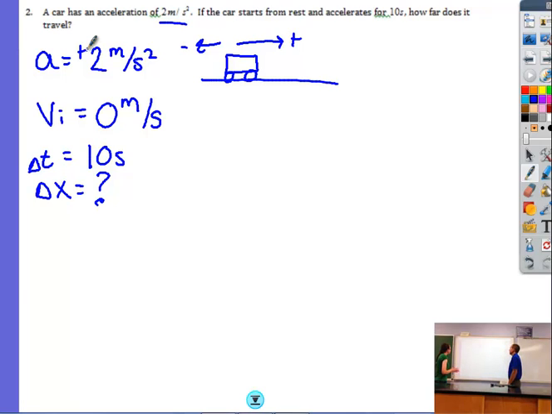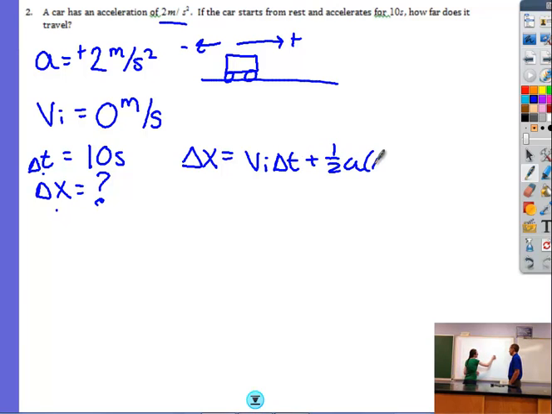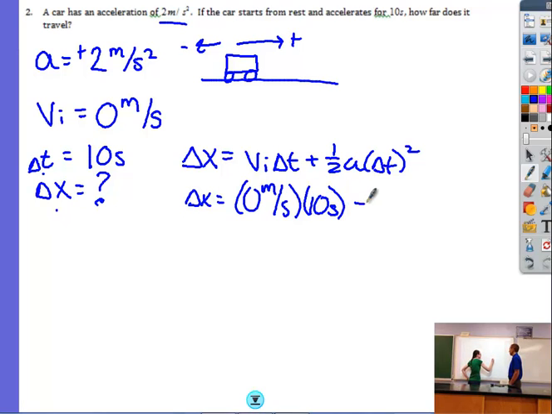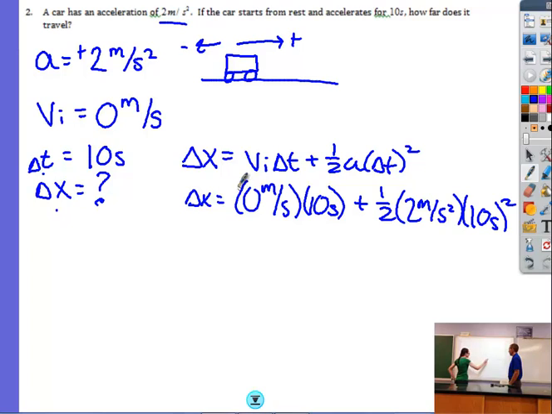All right. So now the kinematic equation that has a v initial, delta t and delta x would be the second one. Delta x equals v initial times time plus 1/2 a times t squared. So let's plug in. Initial velocity is 0 meters per second, so that whole term drops out. My time is 10 seconds. I'll put that in, but we're going to see that's going to go away. 1/2 a is positive 2, and my t is 10. Now this is nice because this all goes away. 0 times anything is 0. Okay, so that's out.